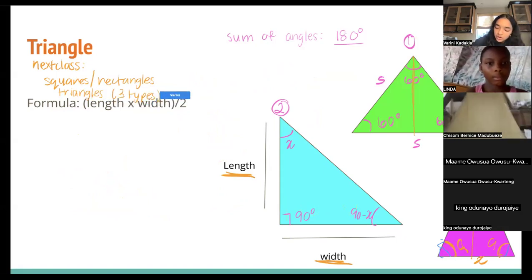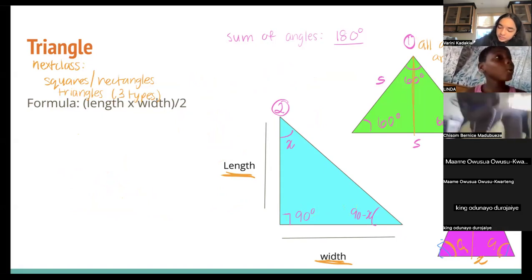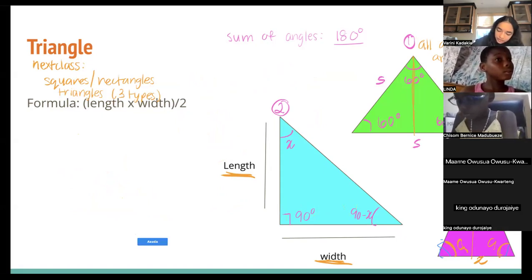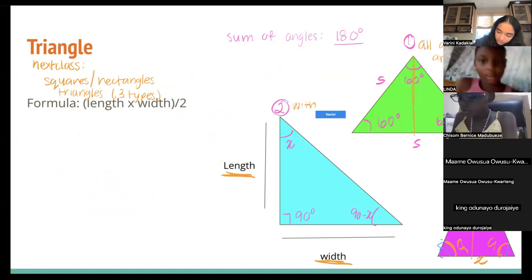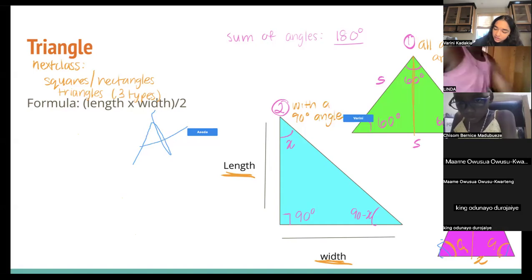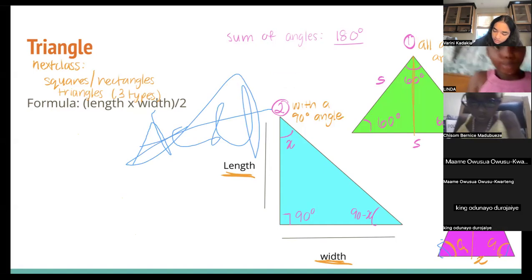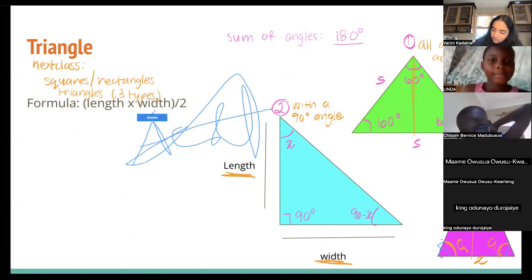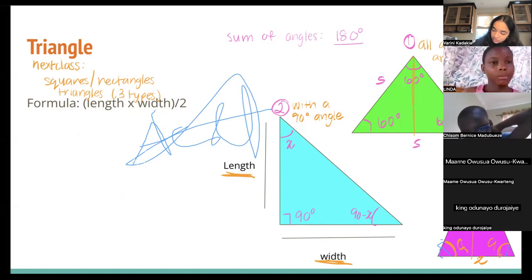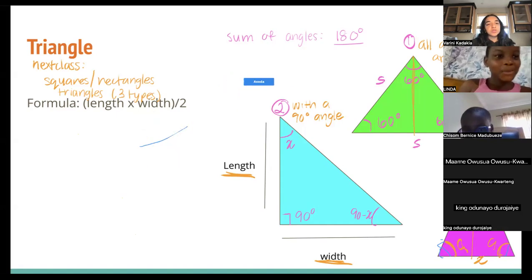One is where all angles are equal, all angles and sides are equal. The second one is with a 90-degree angle. And the third one is two sides plus angles are equal. Okay? So that's basically what's going to happen next class.